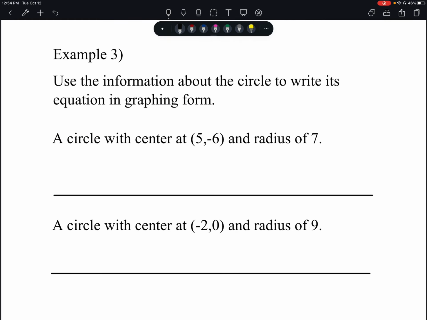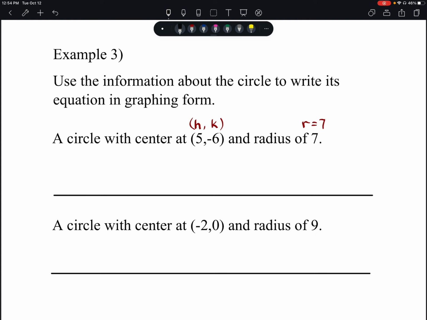Example 3. Use the information about the circle to write its equation in graphing form. So now they're just giving us the information instead of us looking at the graph to find it. So for the first one, it says a circle with center at 5, -6, and a radius of 7. We know that this is going to be h and k, and that r is equal to 7.